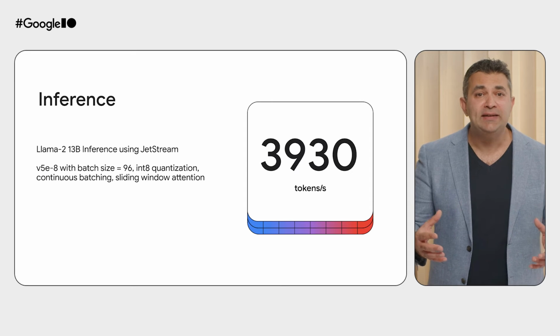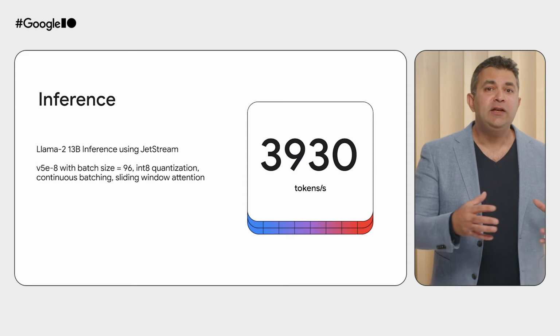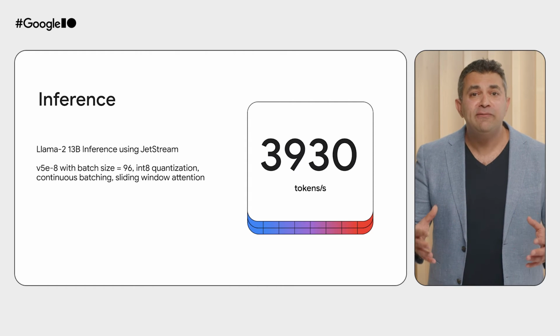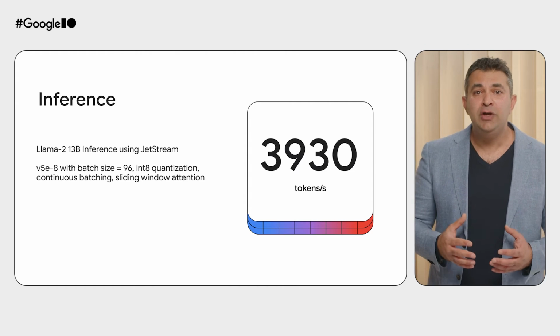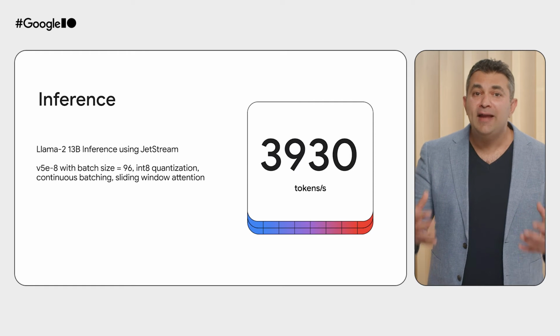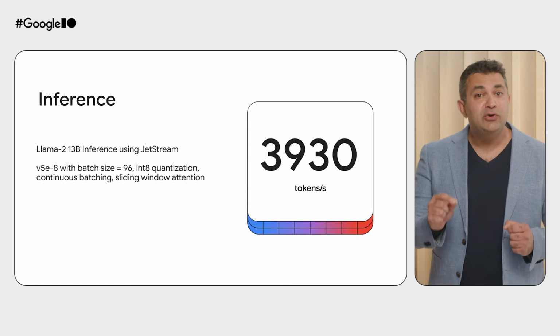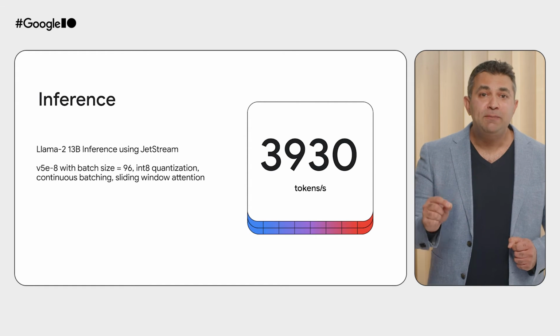Once the model is trained and for inference, you can use the recently introduced Jetstream, which is an efficient inference solution on Cloud TPUs, to get up to 3,930 tokens per second while serving a Llama 2 with 13 billion parameters on TPU v5e8.